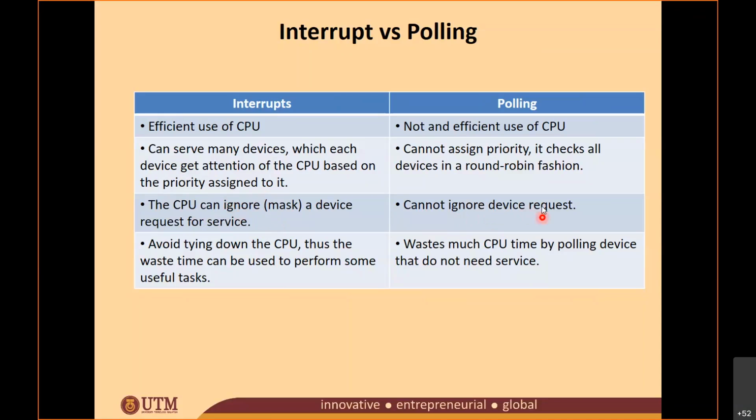Of course, it needs to finish the program that is currently being served. And last but not least, interrupt avoids tying down the CPU. The wasted time can be used to perform some useful tasks, but for polling, you waste much CPU time by polling devices that do not need service.